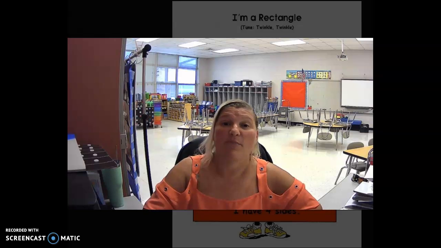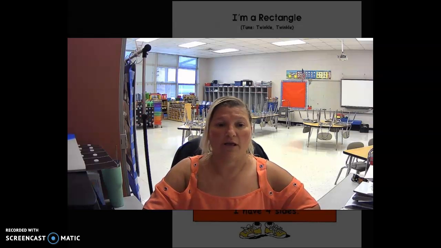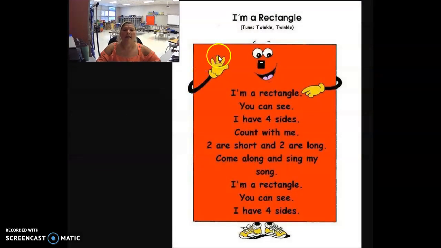I've got a song to help us learn the word and the shape rectangle. It's to the tune of Twinkle, Twinkle, Little Star again. It's called I'm a Rectangle.